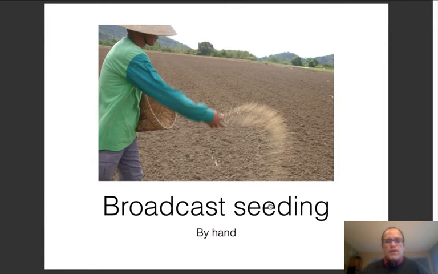The alternative to that is broadcast seeding. You might do it by hand. This is in the developing world even today. All you're trying to do is get a reasonably even coating of the seed across the landscape. You might use some very high seeding rates for this. Within an acre, many tens of thousands of seeds, maybe hundreds of thousands of seeds per acre.